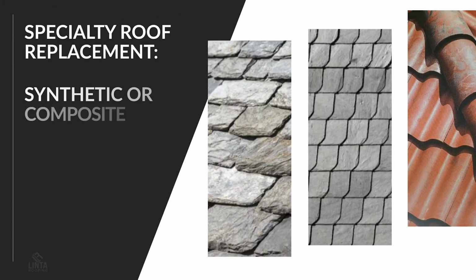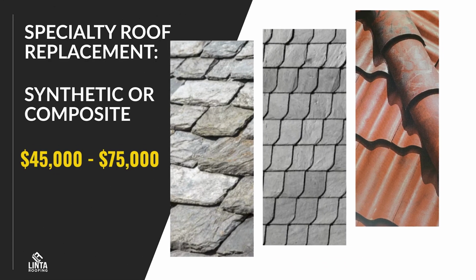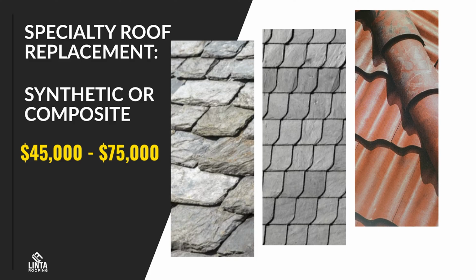For a synthetic or composite roof, you can expect to pay anywhere between $45,000 and $75,000 for a 3,000 square foot roof. A synthetic or composite material is a great alternative to tile. The reason why is it's going to give you the look of tile, but at a much lighter weight. So your home may be compatible with a synthetic or composite tile if it was not originally made for a concrete or clay tile. Synthetic and composite material also imitate other luxury products such as slate or cedar shake.